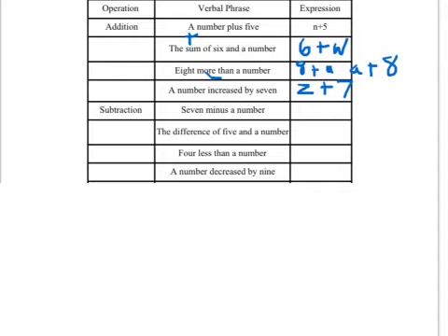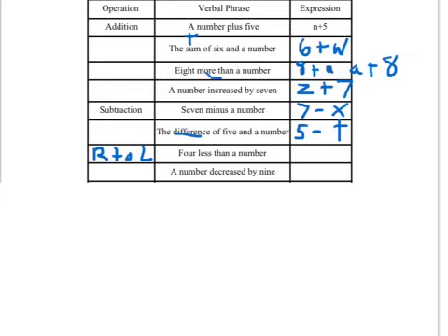So 7 minus a number means I'm literally putting 7 minus a number. That's it. The difference is another way to say subtraction. The difference of 5 and a number, so I'm putting 5 minus the number. This is the only one where that changes, and over here I'm going to put right to left. You need to make sure you have that note down.